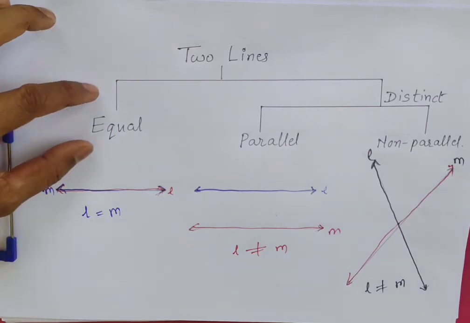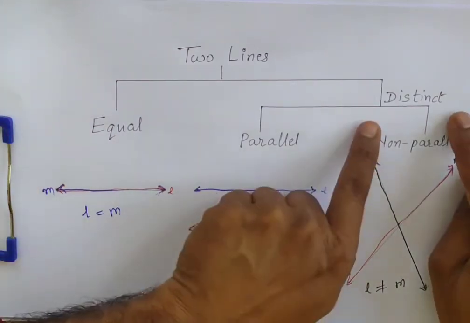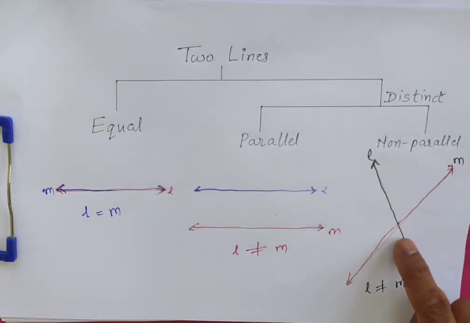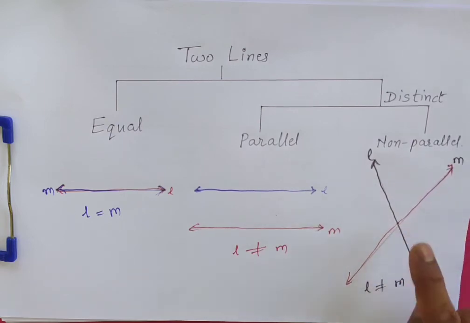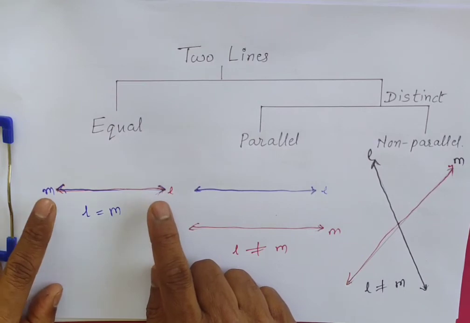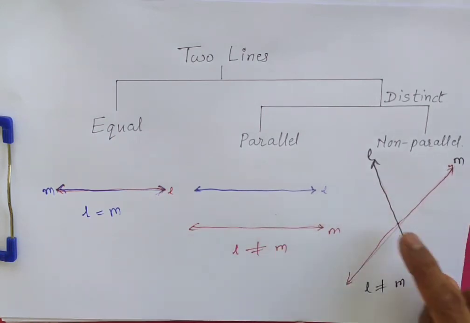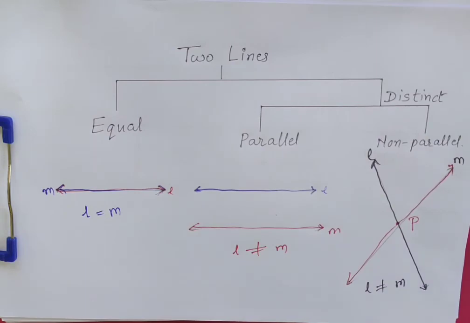So when are the two lines equal? When they are overlapping or coinciding. When are the two lines distinct? Either they are parallel, or non-parallel and intersecting in one point. Here the whole lines are overlapping, each and every point of line L and M is common. Here for L and M, only one point is common. This point is common. Let's say P. Okay.